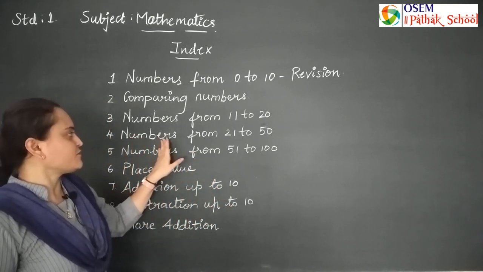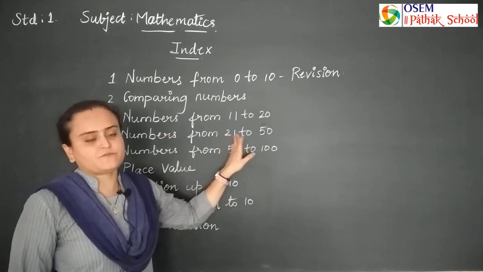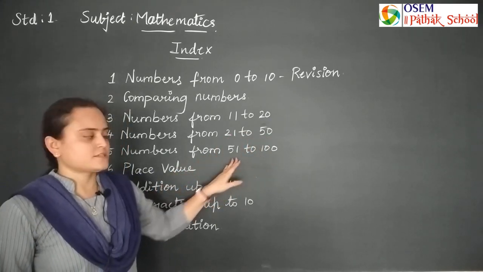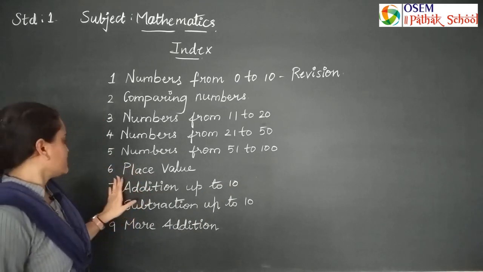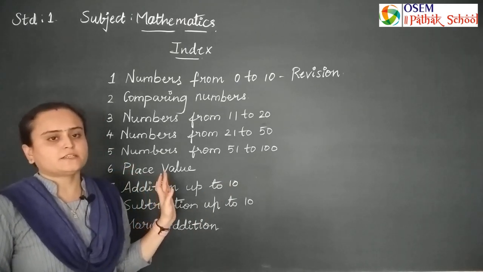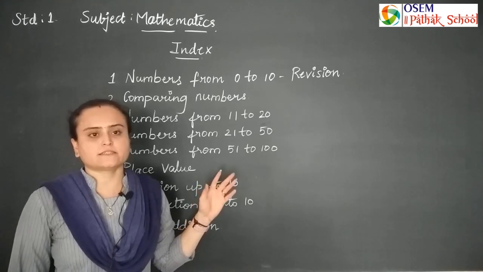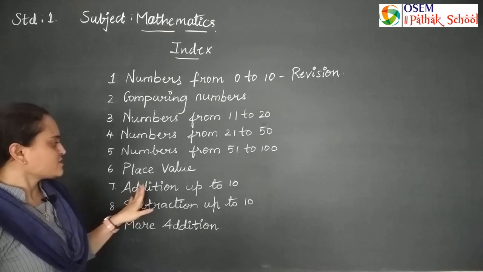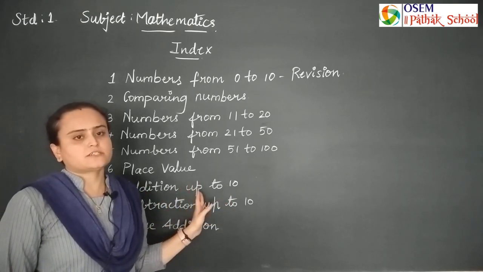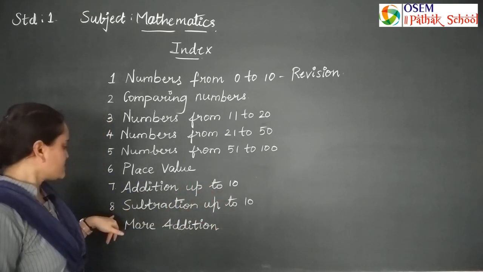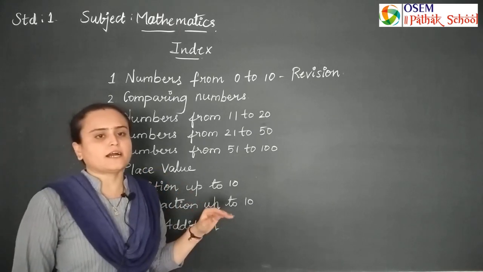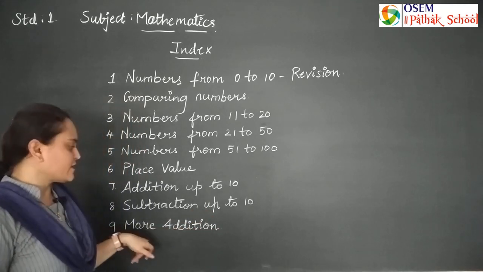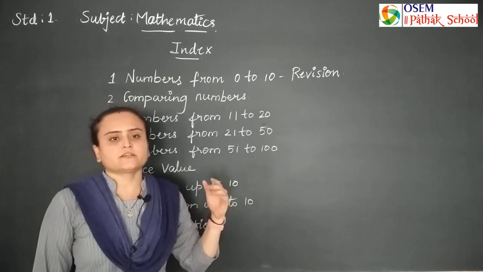Like that, in chapter 4, you will study about 21 to 50 numbers. Then 51 to 100, you have to study in the 5th chapter. Then 6th, you have to find the place value like 0, 1, 10, 100, like backwards. Then 7th chapter, addition up to 10. Then subtraction means you have to subtract all the numbers, 0 to 10. Then more addition. Then you have to practice more addition.